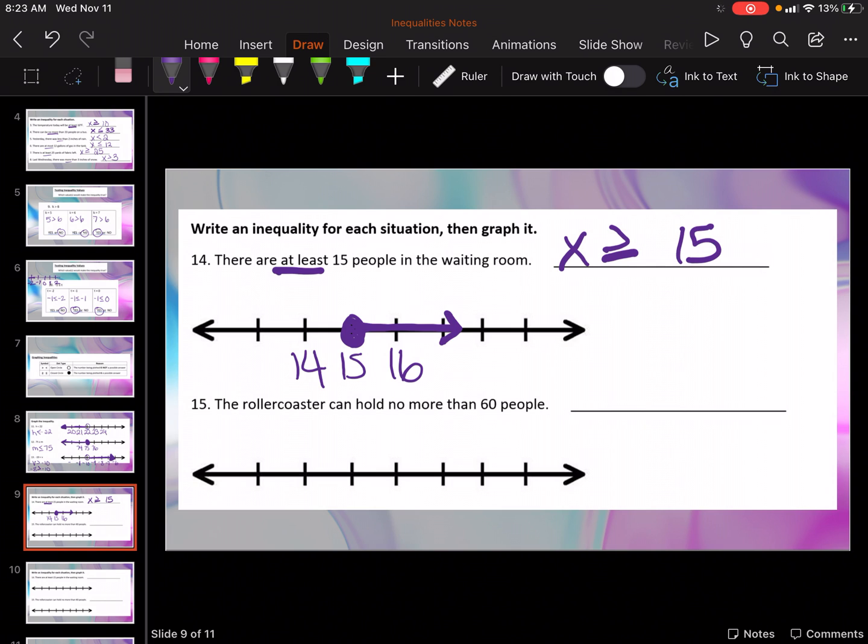Okay, so go ahead, the roller coaster can hold no more than 60 people. Go ahead and write your inequality and then solve it and then come back. So I hope that you got X is less than or equal to 60. We have 59, 60, 61. It's going to be a closed circle pointing to the left because there is not any more than 60. It could be 60, and it could be 59.